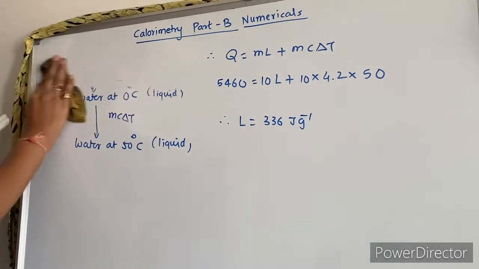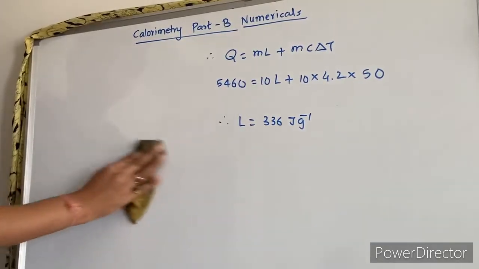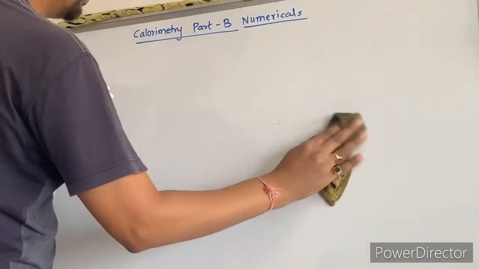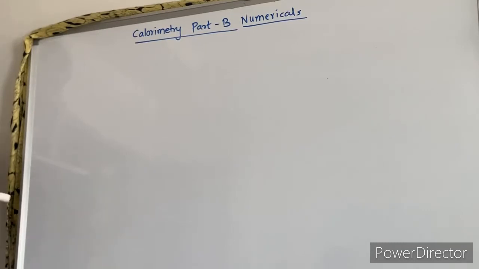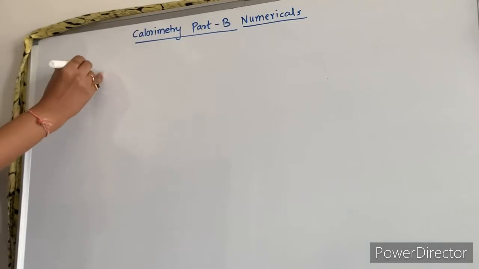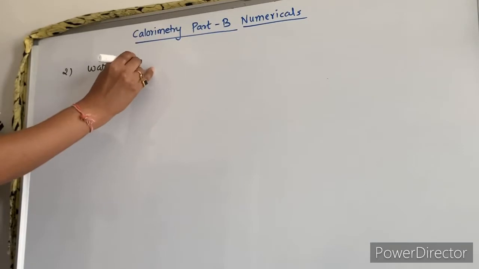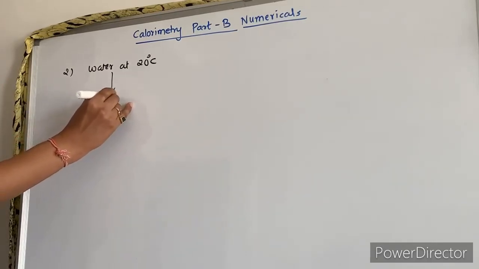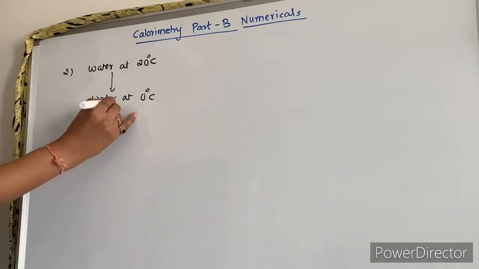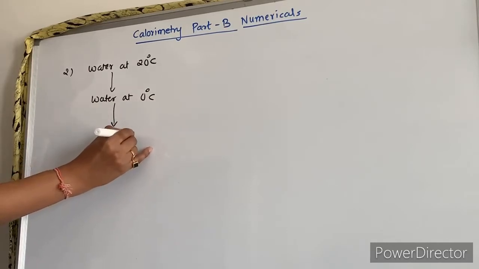Now we'll check with the next one. What is the next numerical given? Next numerical is: how much heat energy is released when 5 gram of water at 20 changes into ice at 0? So in the second, your water at 20 degrees Celsius is converted into ice at 0. The water at 20 is first converted into water at 0, which is converted into ice at 0.